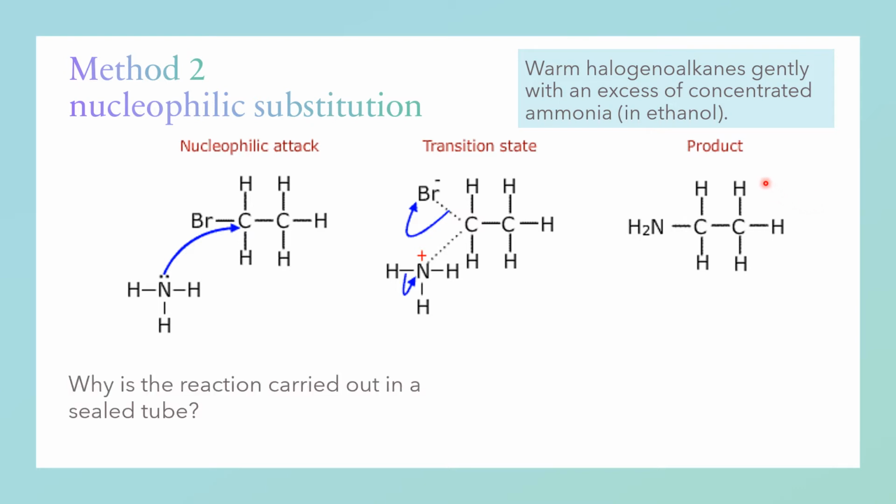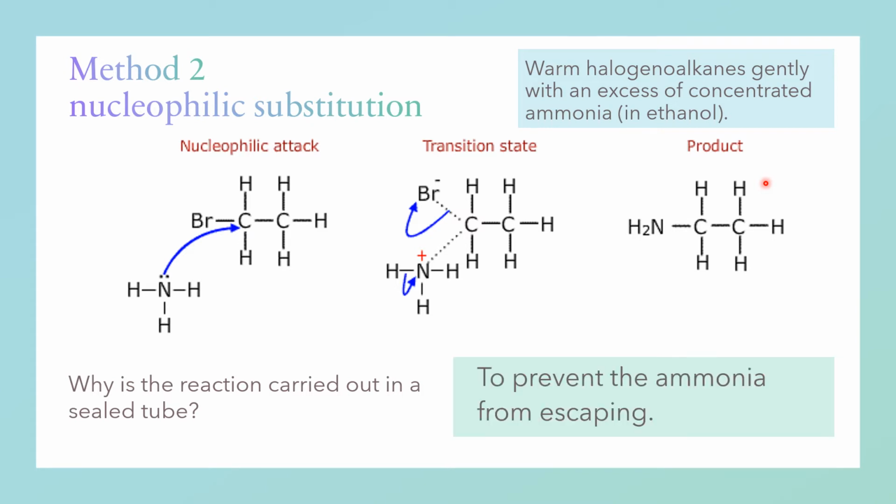Now, you do have a question there that says, why is the reaction carried out in a sealed tube? Well, the reason is this: you're working with concentrated ammonia. Concentrated ammonia would choke you to the point where you would struggle to catch a breath. So it's seen to be quite toxic and quite dangerous. So our answer here is to prevent the ammonia from escaping.